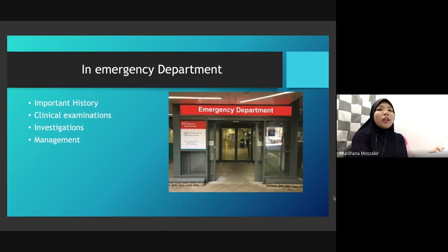For children, it is rare that they present to the emergency department, but they might. Usually a child with hypertension will be monitored in the ward. So we need a good history, clinical examination, investigation, and also management for them. So next.